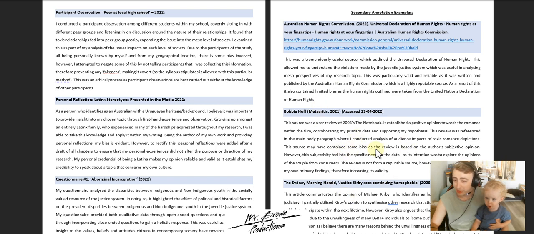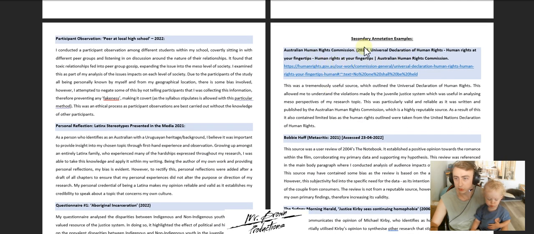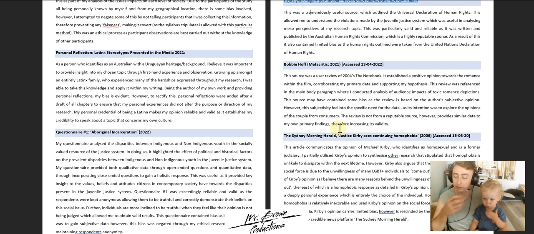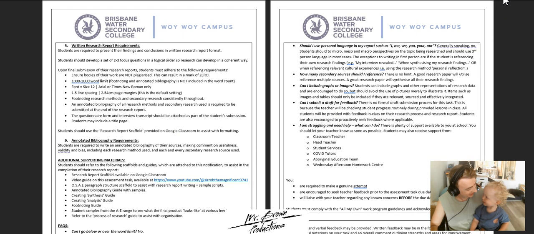So these are what some sample annotations might look like. You'll have your source here, and then you'll have an annotation. So this is a tremendously useful source. It outlined this. This allowed me to understand the violations made by the juvenile justice system, which was useful in analysing meso-perspectives of my research topic. It was valid and reliable, and so on. So you do that with every single research method. I will give you guys a bunch of sample annotations as well that you can use for your task.